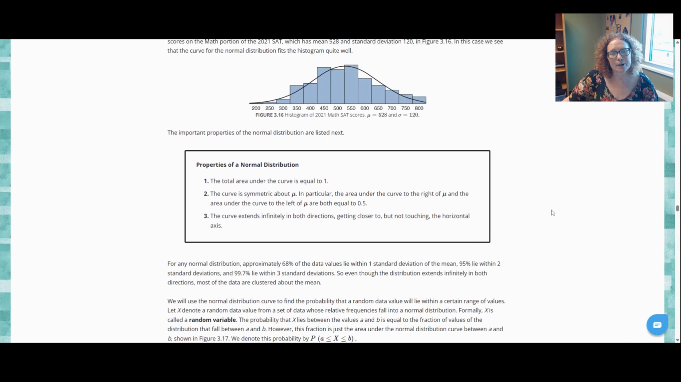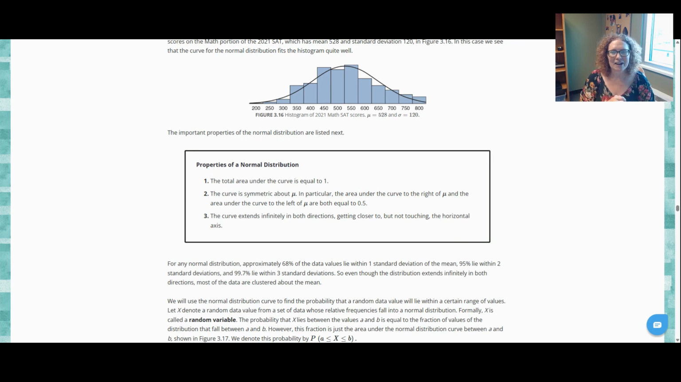So we have the properties of a normal distribution. Number one, the total area under the curve is equal to 1. If you add them all up, the area would equal 1. The curve is symmetric about the mean. That just means it's a bell curve. It's symmetric because you've got the mean in the middle, and it goes down like that.